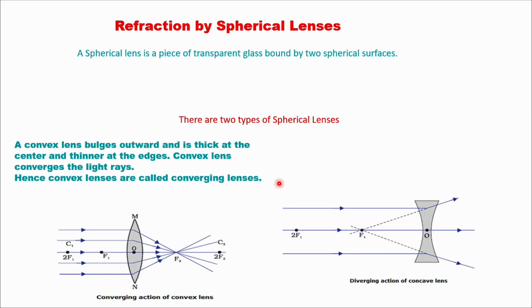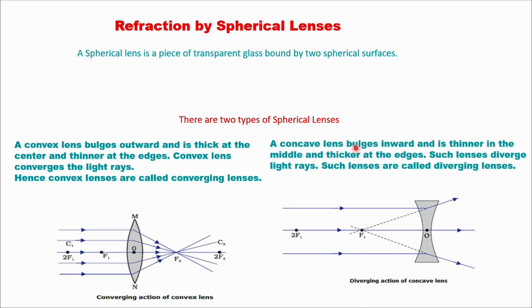Second type is a concave lens. Here it is, concave lens bulges inward. Just see the difference. This is outward, this is inward. It is thinner in the middle and thicker at the edges. Such lenses diverge light rays.